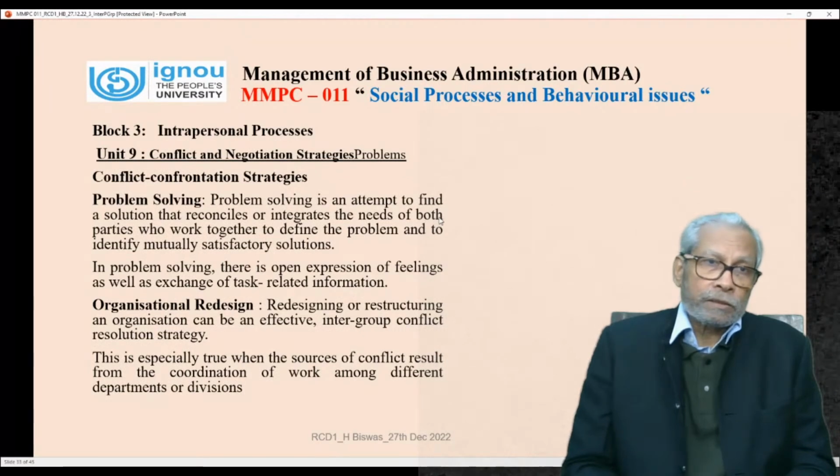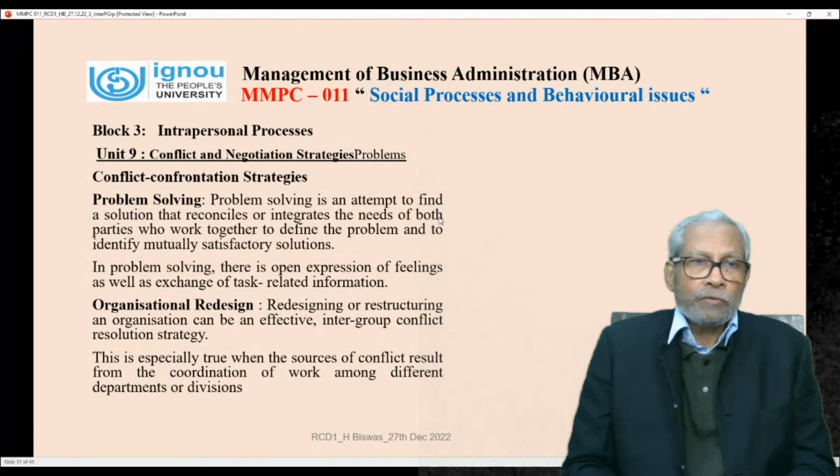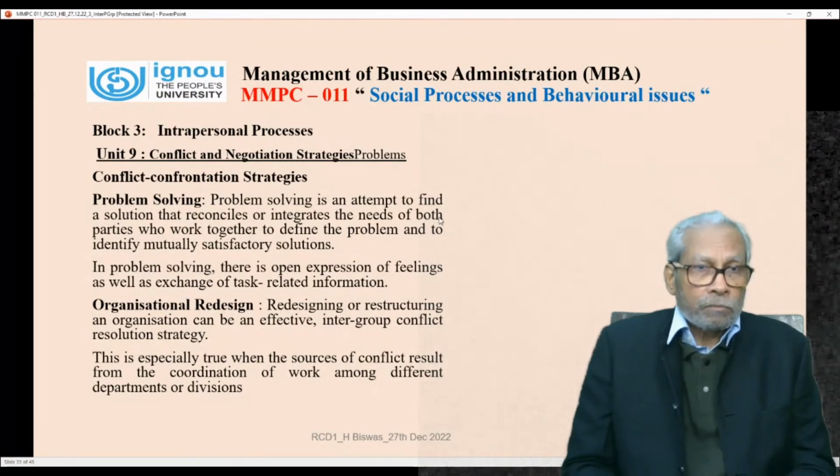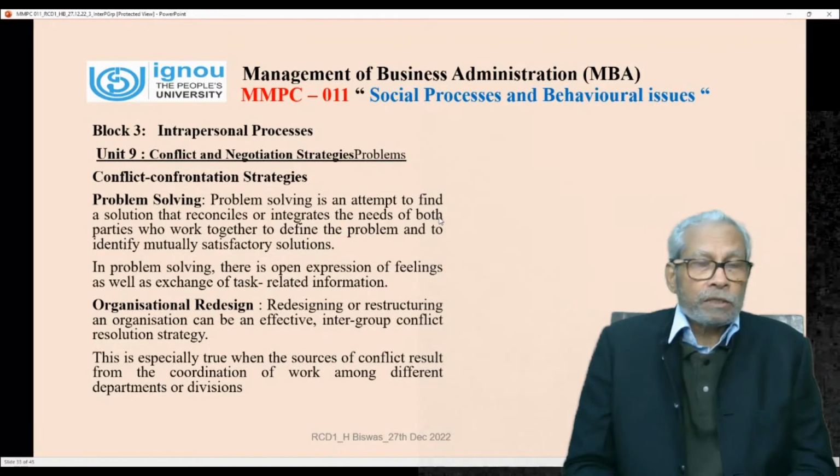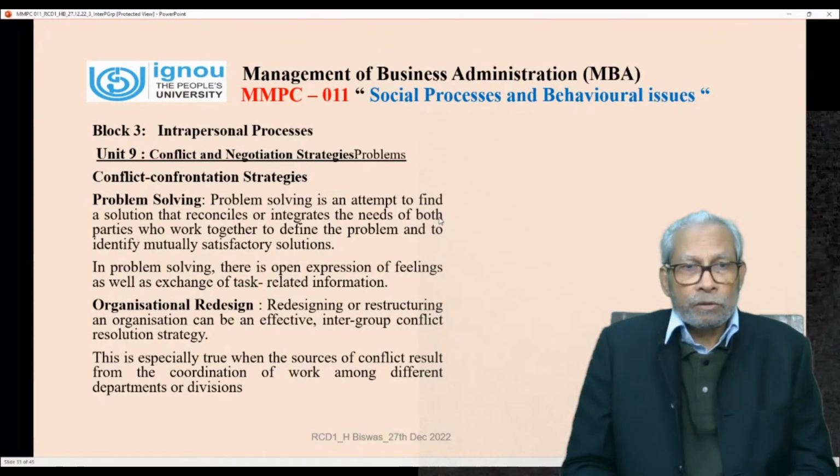Confrontation strategies. So there's problem solving. Problem solving is an attempt to find a solution that reconciles or integrates the needs of both parties. So both the parties are here together and see the outcome. For the satisfactory solutions, they have to work them out.